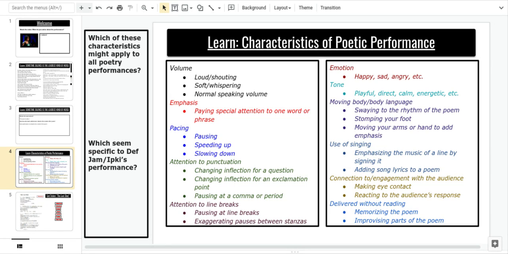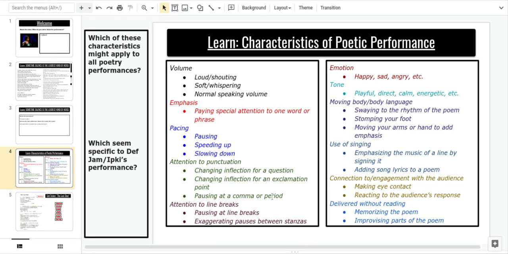Do they have a lot of energy? Are they moving the body around? Are they moving their hands and walking around and making gestures? Do they do any singing? Any sing song? Do they make a connection with their audience? Do they make eye contact? Are they reacting to the audience's response? So if the audience starts laughing or clapping, does that change the way that they're reciting their poetry?